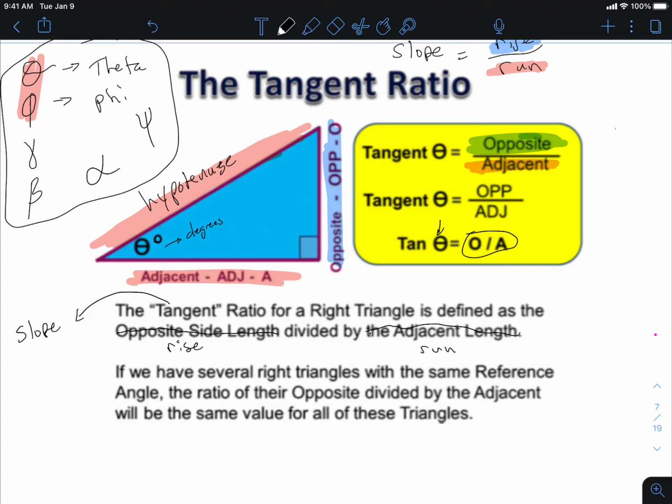You guys know what this is. And then it's just a ratio, right? Or a fraction. Opposite and adjacent. Rise over run.